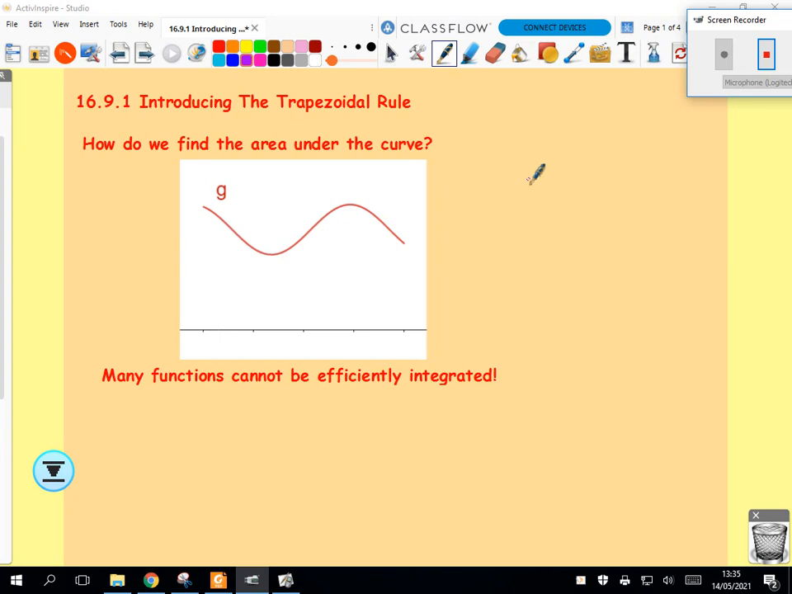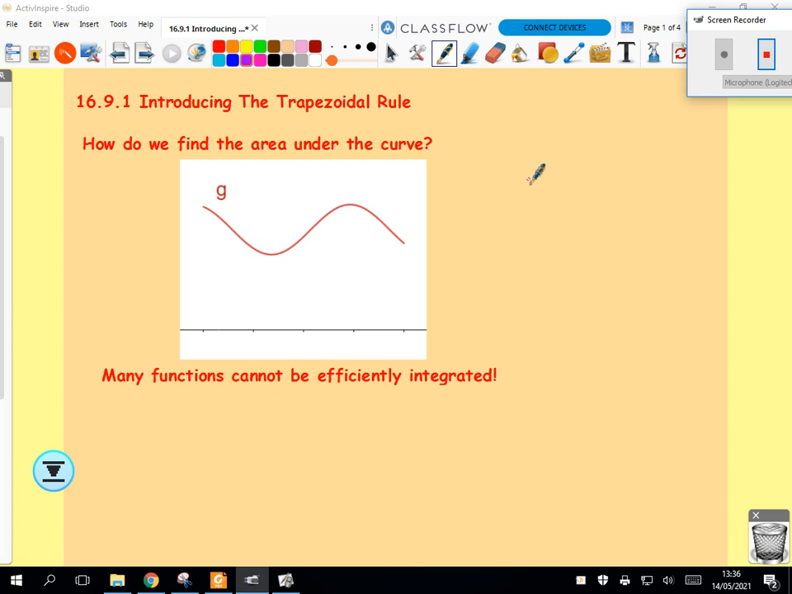Okay, here's the trapezoidal rule. How do we find the area under the curve? We usually find the area under the curve by taking the definite integral over a particular interval. However, many functions cannot be efficiently integrated, so we have other methods, what we call numerical methods, and one of those methods is the trapezoidal rule.